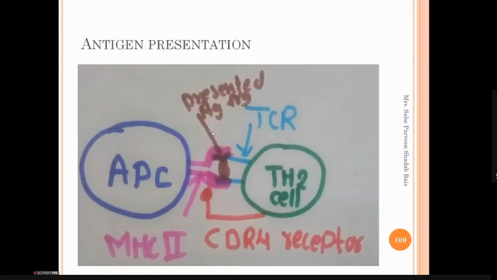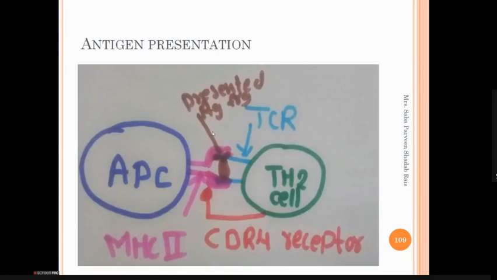Now the TH cell knows the APC, because if I am a person who is complaining again and again to the police, the police know that this is the one who is again and again bringing society problems, X or Y or Z. So the TH cell knows this APC, but still they are very professional. They will check whether whatever this APC, the antigen presenting cell, has brought is an antigen or not.